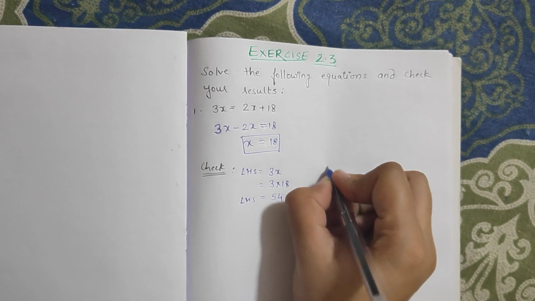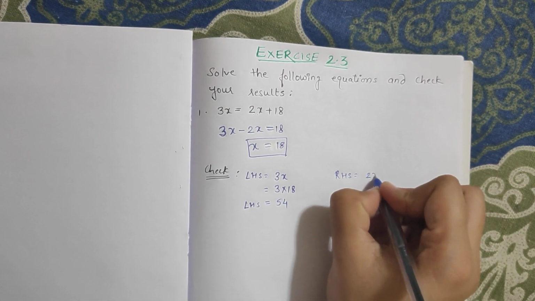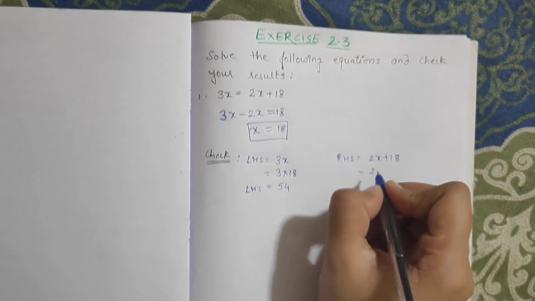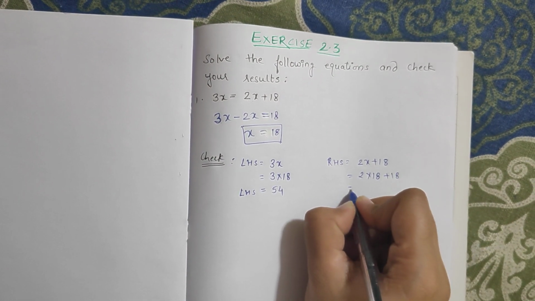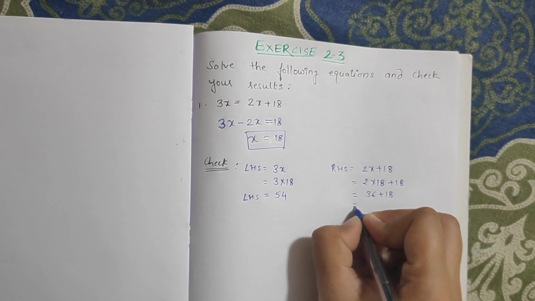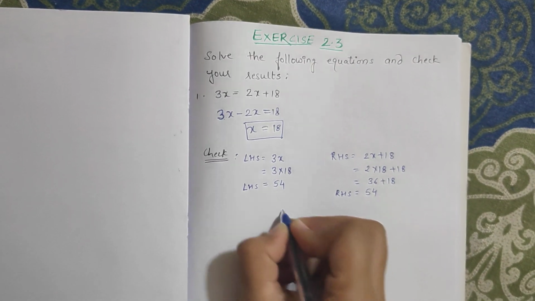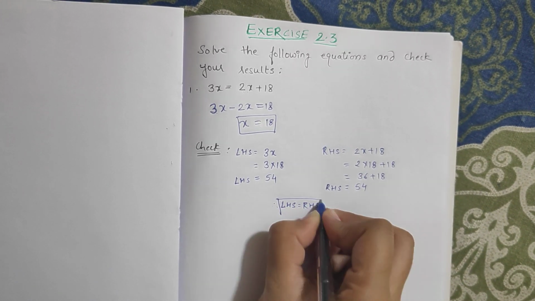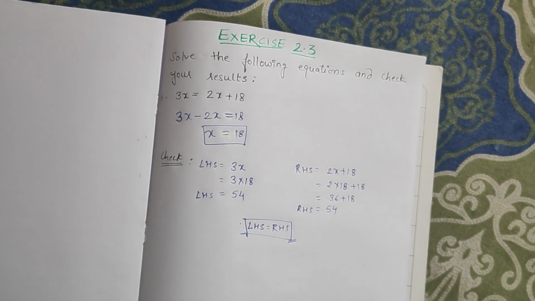Now let us see what our RHS is. Our RHS is 2x plus 18. So here what is the value of x? We have found out it is 18. So substitute the value: 2 into 18 plus 18. So it will be 36 plus 18, that is nothing but again 54. So here we'll find that LHS is equal to RHS. Therefore, we can say our answer is correct. So as LHS is equal to RHS, this verifies our solution. It means our solution is correct.